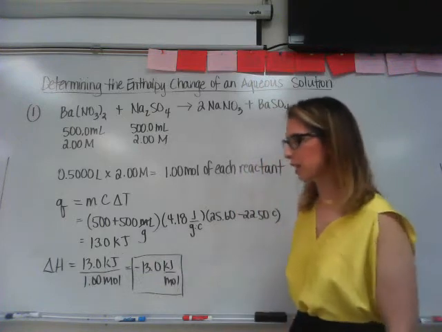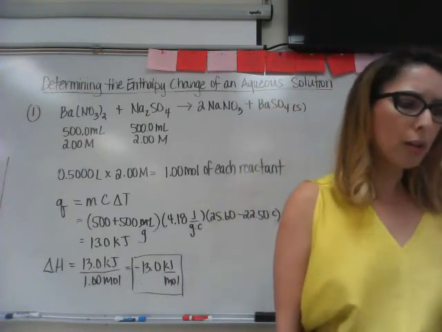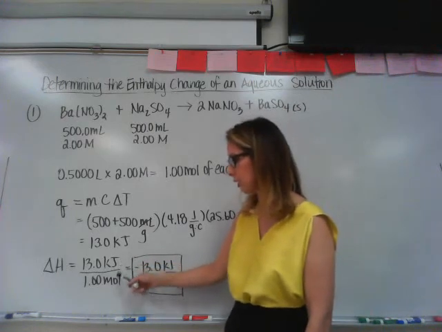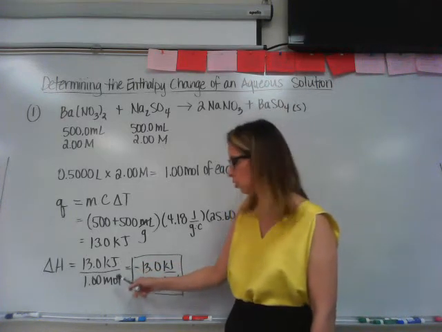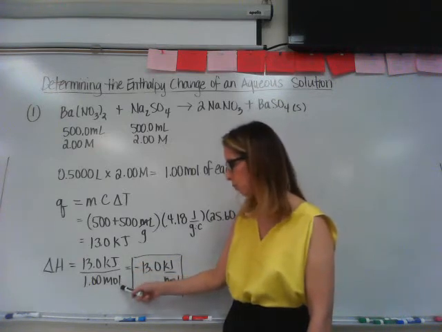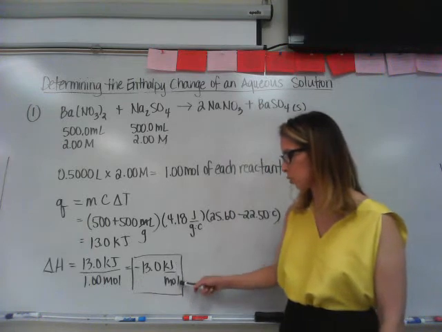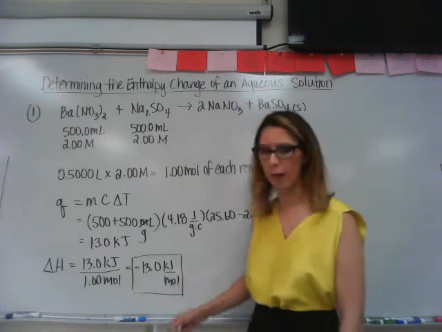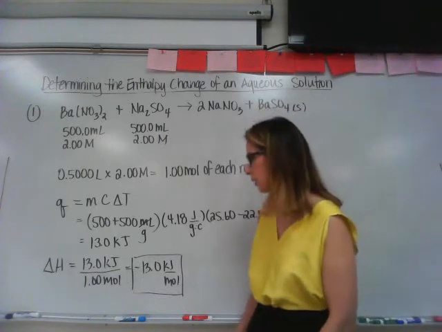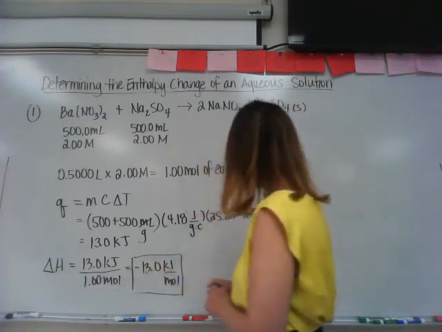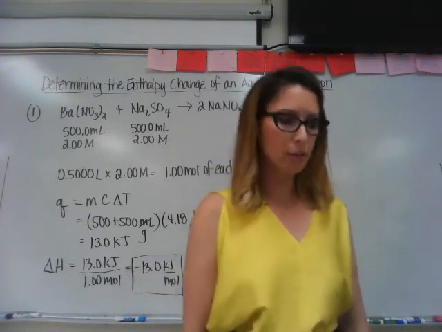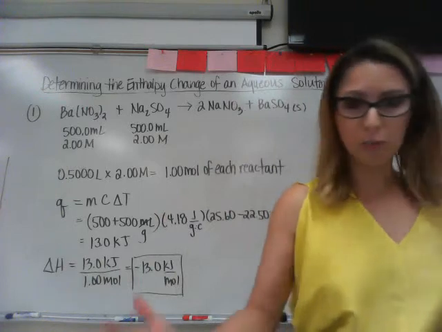Now, to calculate the molar enthalpy, you take the Q and divide it by moles. So I take my 13.0 kilojoules and divide it by a mole, and that gives me units of kilojoules per mole, which is molar enthalpy. Since the temperature rose in this process, that means that your ΔH is going to be negative, and you're done with number 1.